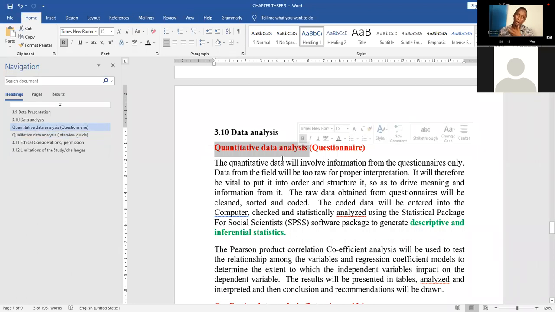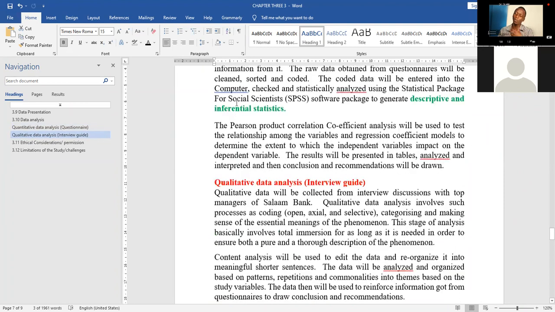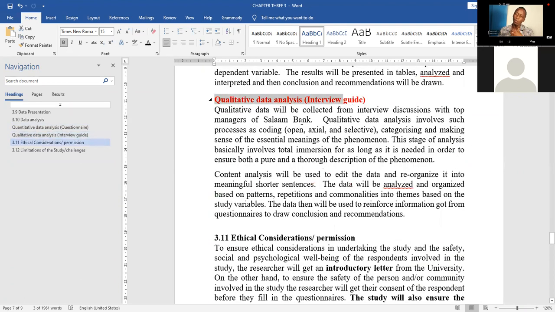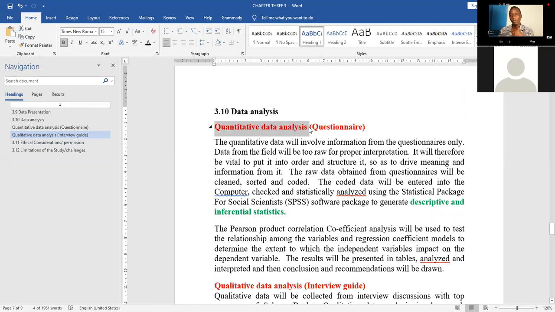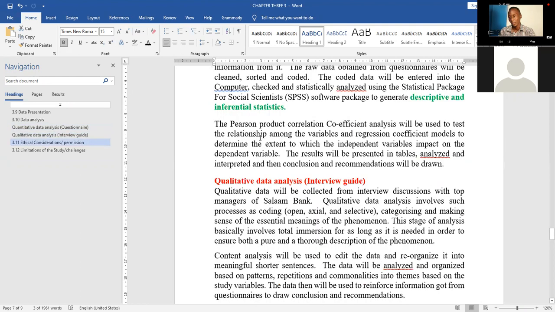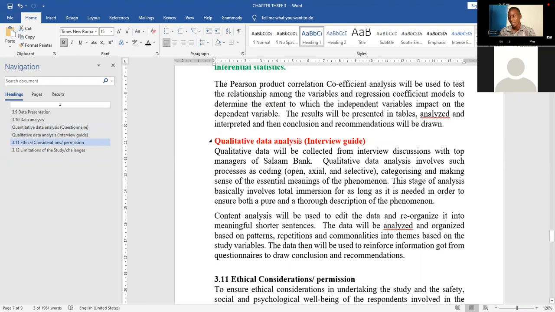Remember you're going to give out questionnaires and you're also going to interview some people. So when you gather data from questionnaires and then analyze it, that kind of analysis is called quantitative data analysis. Whereas analyzing data that is coming from the interview guide is called qualitative data analysis.